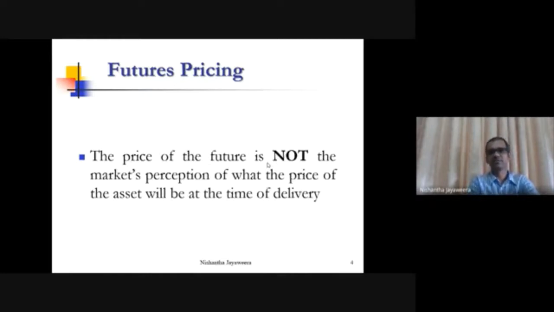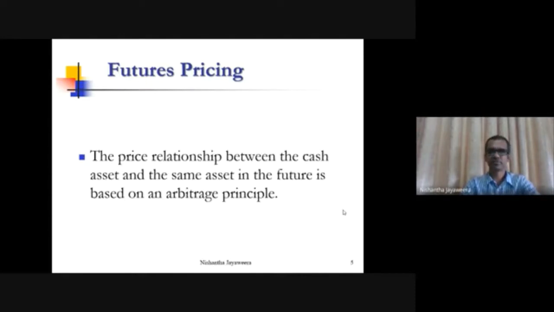And again, I just want to highlight this, as I mentioned when we discussed foreign exchange forward prices: the forward price or the futures price is not an indication, and it doesn't show the market perception, of where the price of that underlying asset would be on a future date. It doesn't give you a forecast of the future price of the underlying asset. It doesn't imply that. As I mentioned, the price relationship we derived is based on the no-arbitrage principle.